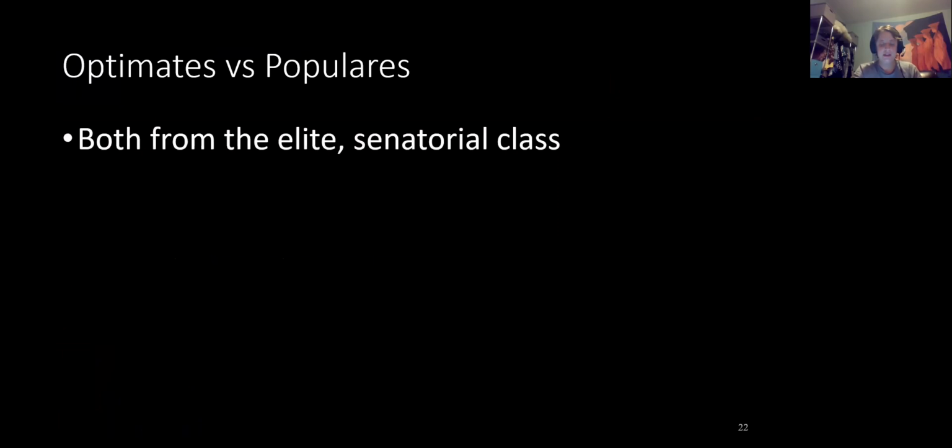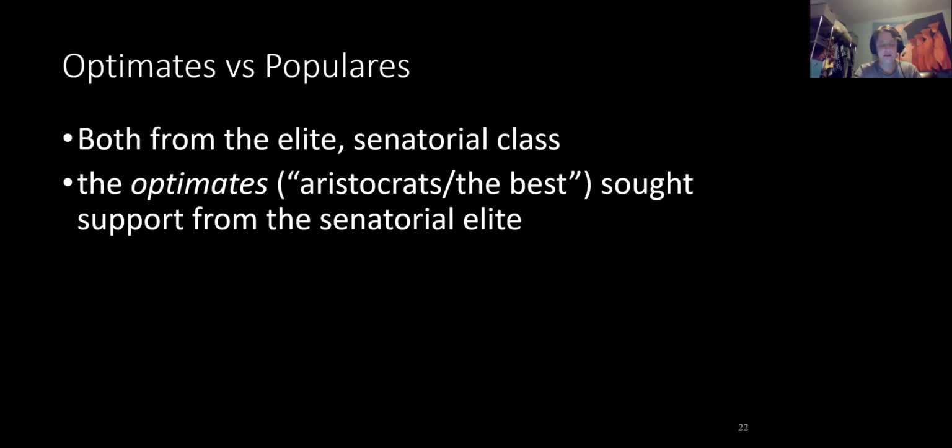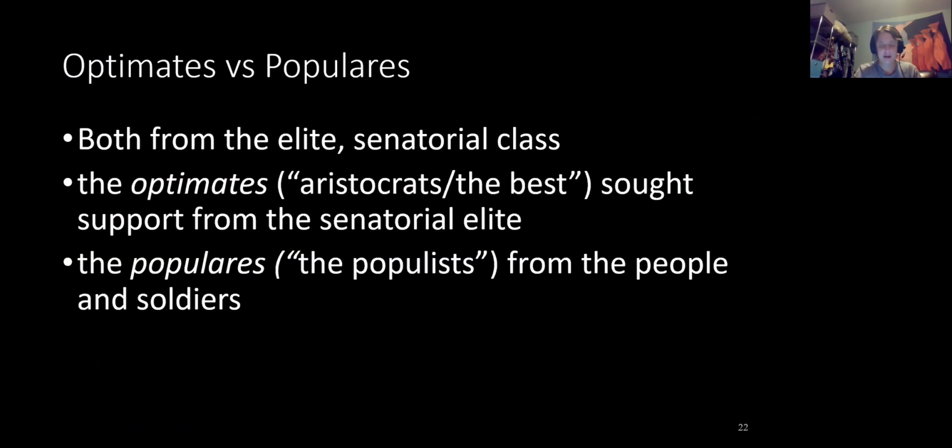Finally, I want to talk about two other unofficial ways in which the Romans divided themselves. The first division is only amongst the senatorial class. In the era of civil wars, the senatorial class divided itself between the optimates, the best, and the populares, or populists. The optimates were traditionalists and sought support from the senatorial elite, while the populares, as their name suggests, sought support from the people.